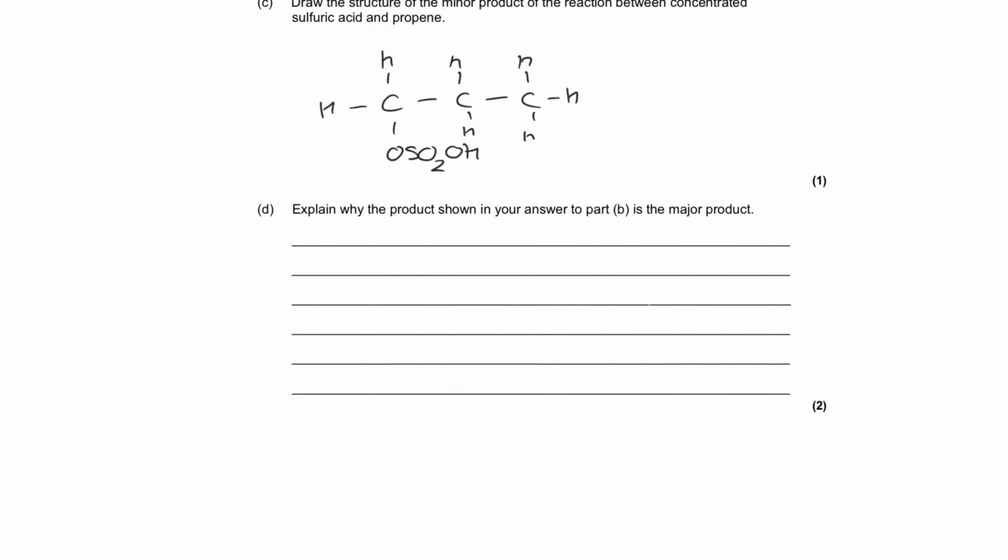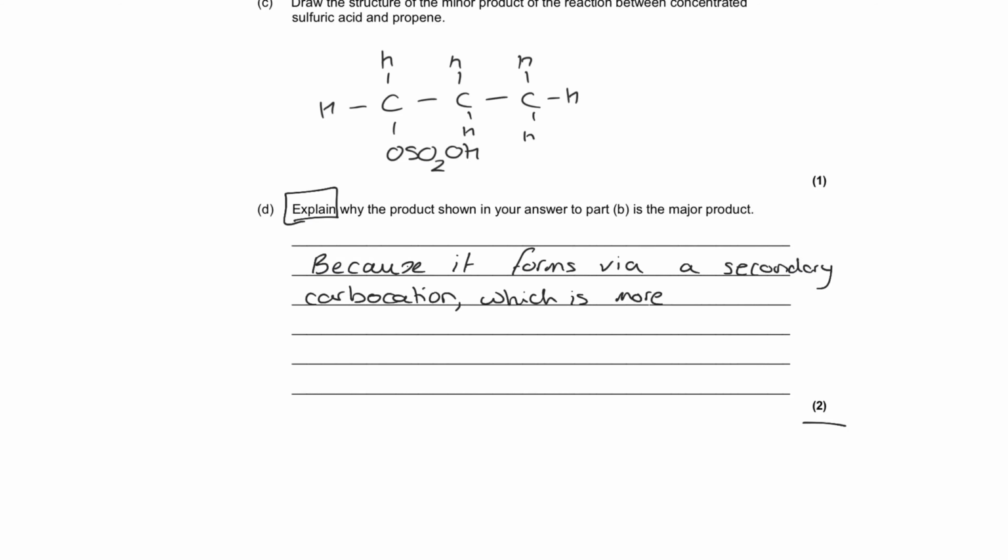Part D. Explain why the product shown in your answer to part B is the major product. 2 marks. So we need to give a reason because it's an explain. The reason it's the major product is because it forms via a secondary carbocation, which is more stable than the primary carbocation.